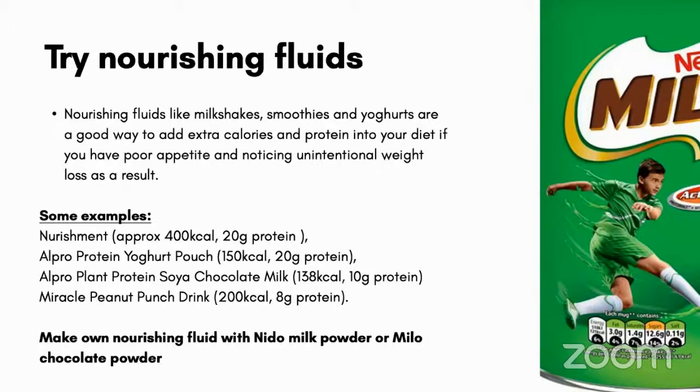Also, you may consider having Milo. Milo is a very popular chocolate milk that a lot of Nigerians and Ghanaians consume. It's quite high in calories and protein as well, and it also contains the extra goodness that you need. So this can be a way to stay hydrated, but then also gets you extra calories and extra protein that you need.